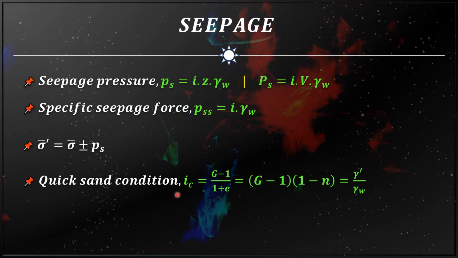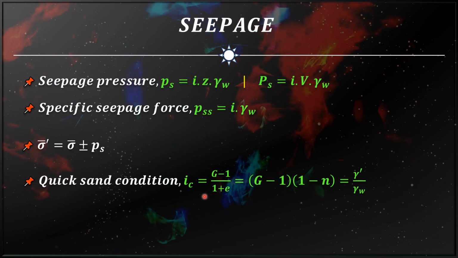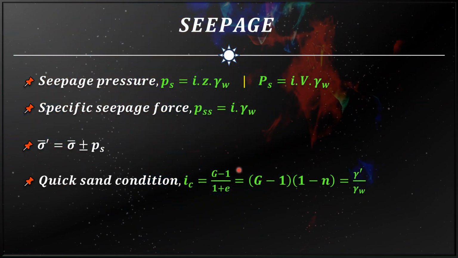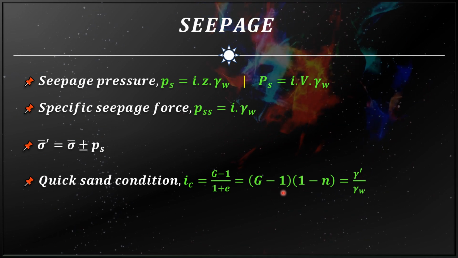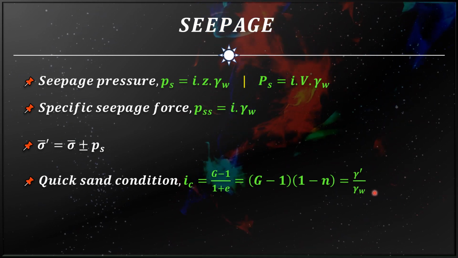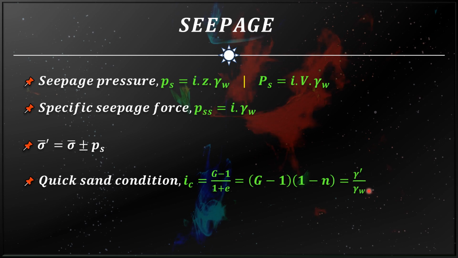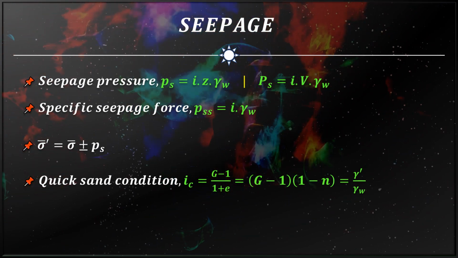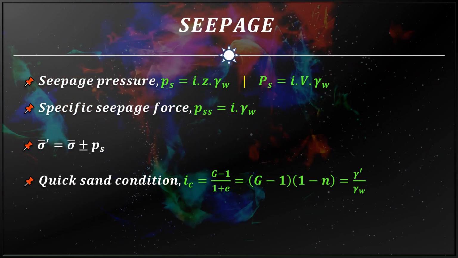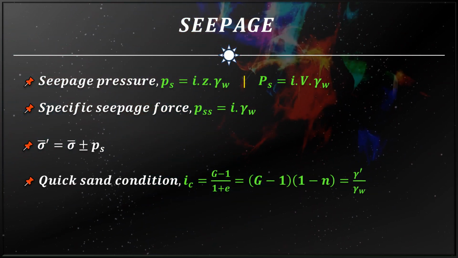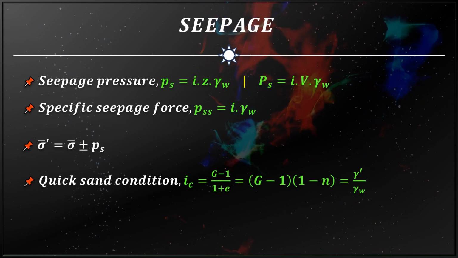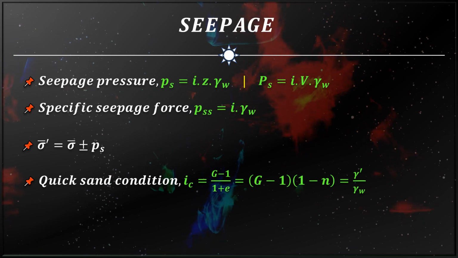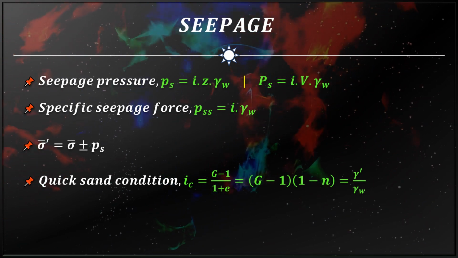And quicksand condition is a condition under which Ic, that is critical hydraulic gradient, is given by (G minus 1) by (1 plus e), or we can say (G minus 1) into (1 minus n), or gamma submerged divided by gamma w. So this is how we have to calculate the Ic, and by using this we shall find FOS, that is factor of safety, equal to Ic by actual gradient. So FOS shall be 2 to 3 to avoid quicksand condition.